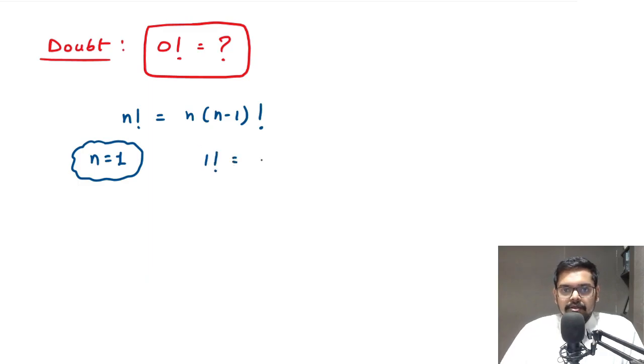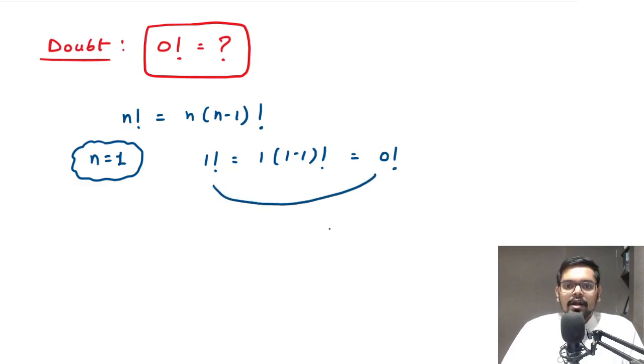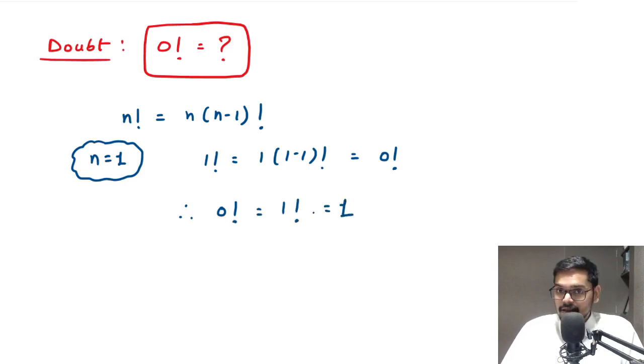1 factorial is equal to 1 into (1 minus 1) factorial, right? So 1 into this player only, this player says I am 0 factorial. So 1 factorial is 0 factorial. I hope you got the answer now. Therefore 0 factorial is equal to 1 factorial, that is equal to 1, and it is not equal to 0.